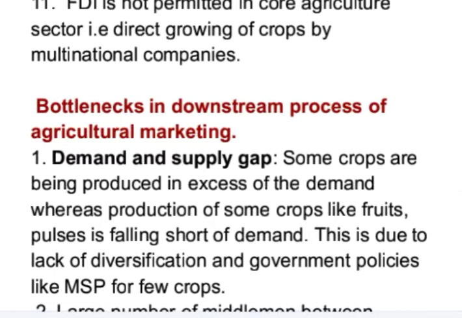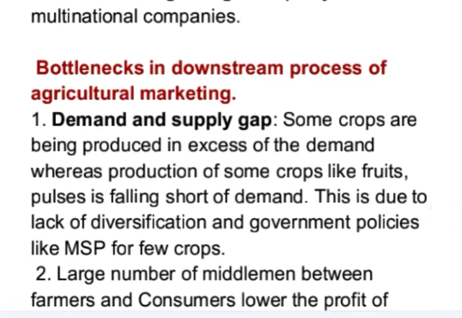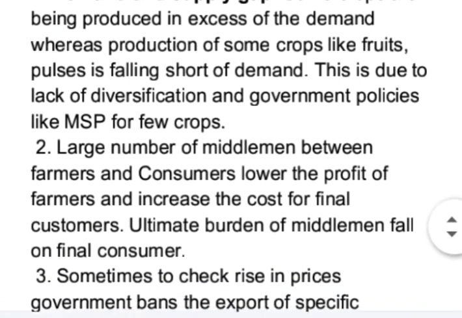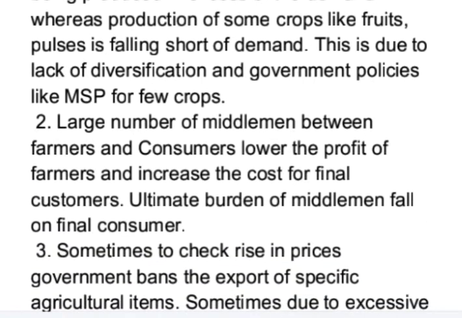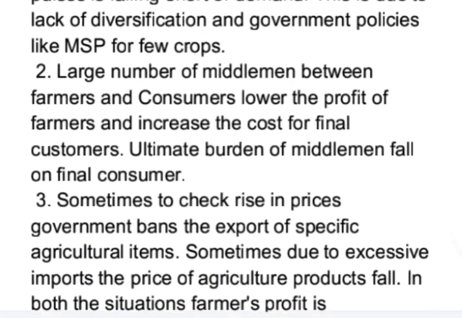Next are the bottlenecks in the downstream process of agricultural marketing. First one is the demand and supply gap. Some crops are being produced in excess of their demand, whereas the production of some crops like fruits and pulses is falling short of demand. This is due to lack of diversification and government policies like MSP for few crops. Second is that a large number of middlemen between farmers and consumers lower the profit of farmers and increase the cost for final consumers. Ultimately, the burden of middlemen falls on the final consumer.